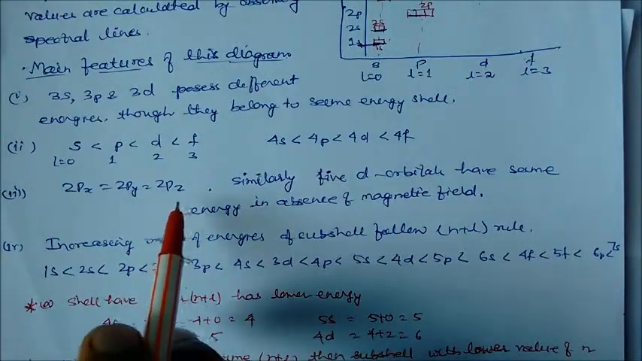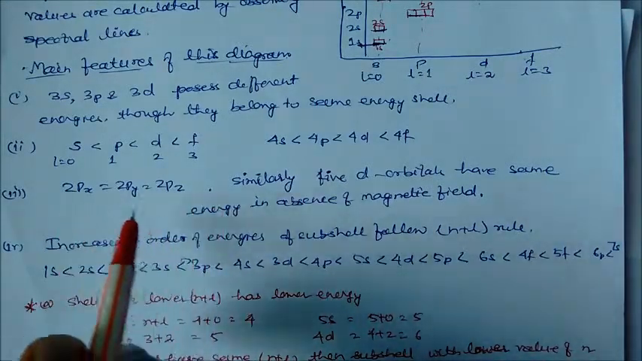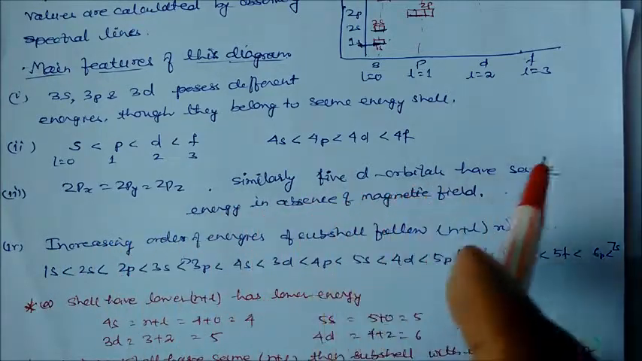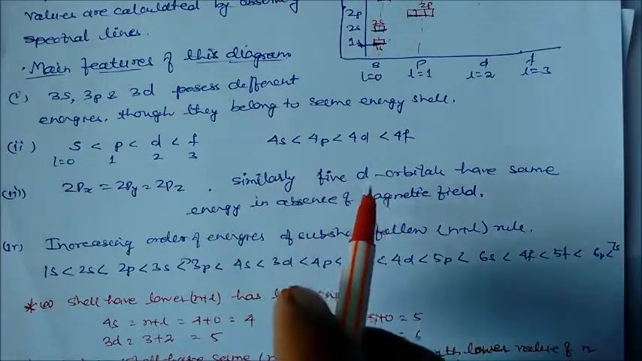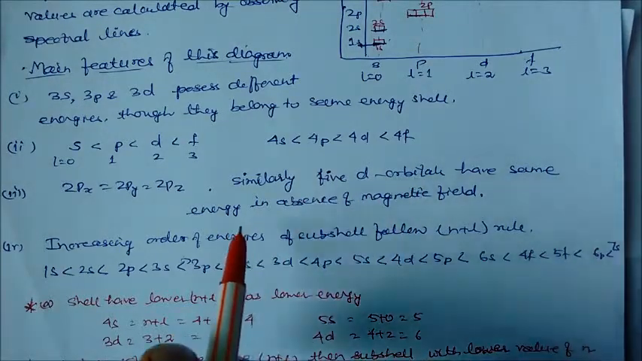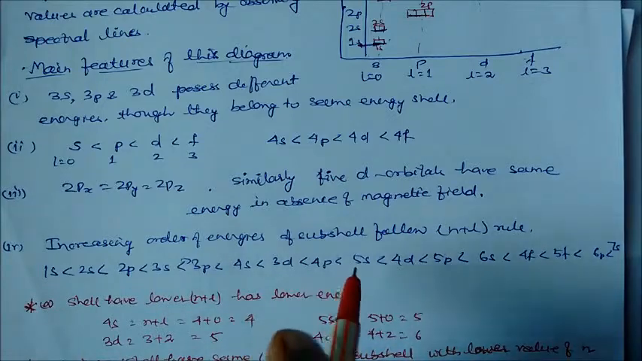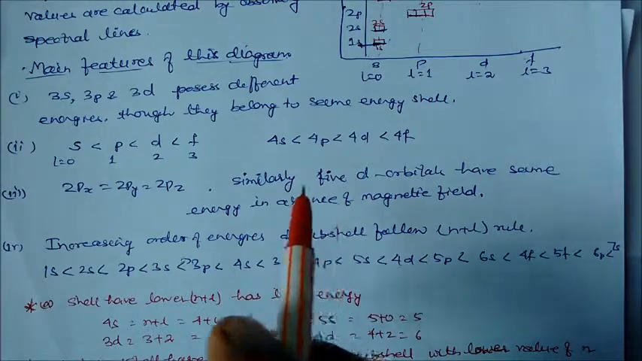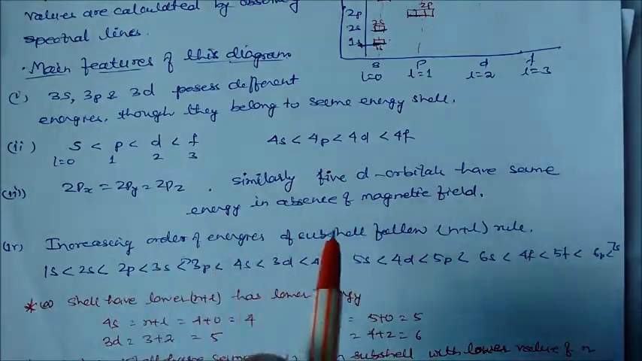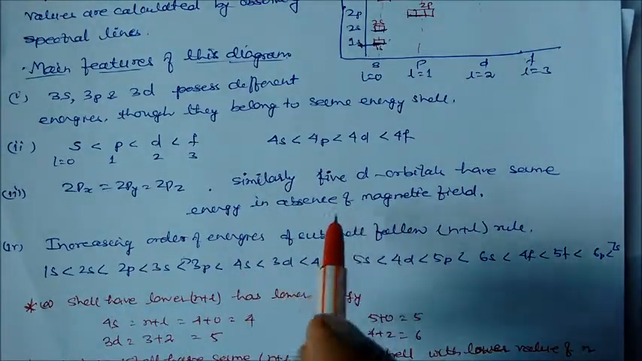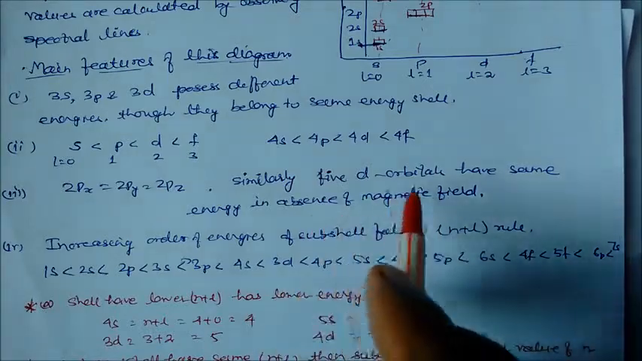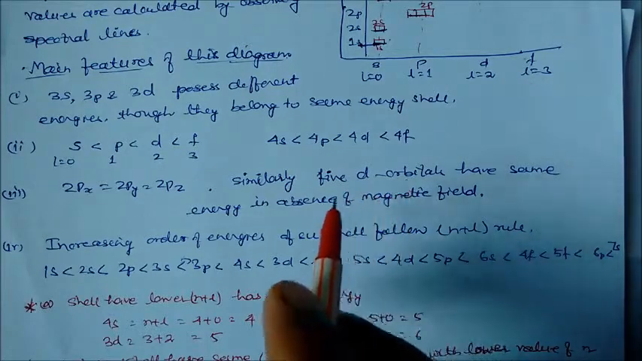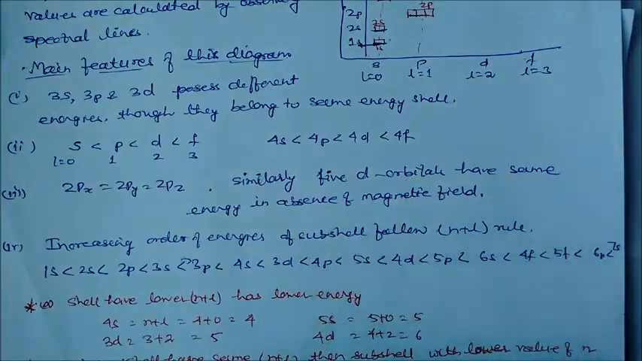Again, 2px is equal to 2py and 2pz. Among the same energy levels, they can be equal to each other. Similarly, the d orbitals have the same energy in the absence of a magnetic field. If you put them in a magnetic field, then again they split into triplet orbitals and doublet orbitals, which we have seen in previous lectures. So it should be in the absence of a magnetic field. Keep in mind, this is an important point. We will study in coming chapters how the d orbitals are split in a magnetic field.